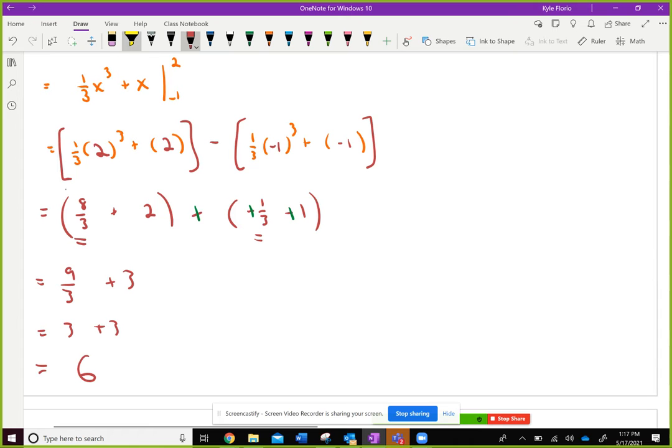But do you see why the parentheses are important? Those of you who were doing the classwork last time, the main mistakes were people not distributing the negative, and that's why I put the parentheses in there to distribute that negative sign.